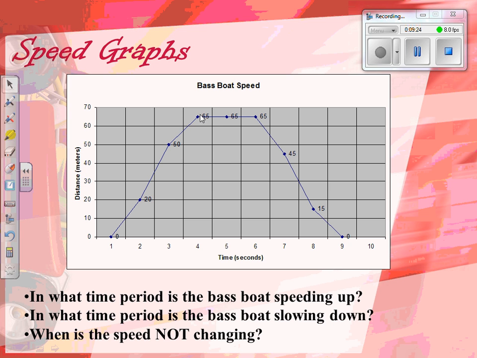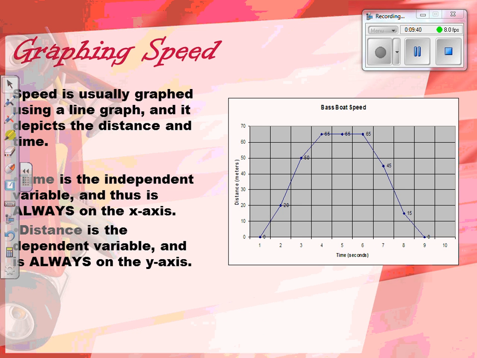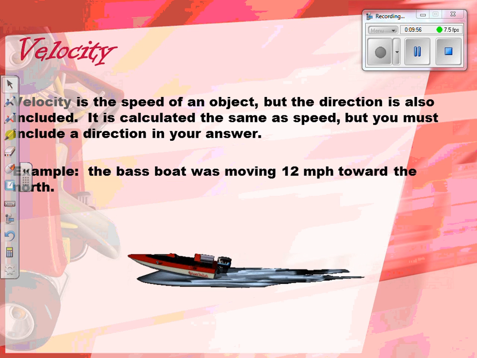Where is it not changing? Well, when you've got a flat line right here, his speed is not changing at all on that part of the graph. So between 4 seconds and 6 seconds, his speed's not changing at all. Okay, so if you were to graph speed, you use a line graph, and it depicts the distance and the time. The time is the independent variable, and the distance is the dependent variable, so we put it on the y again.